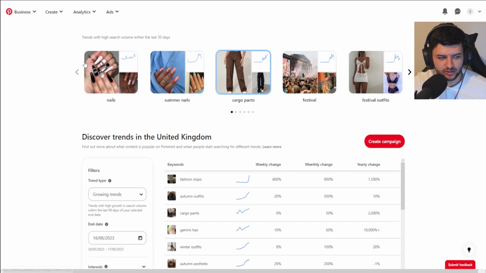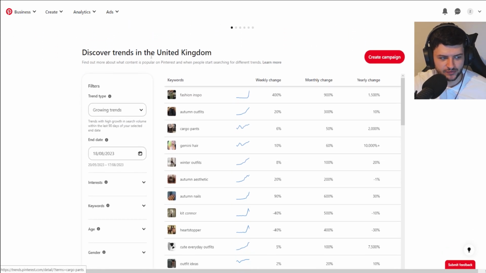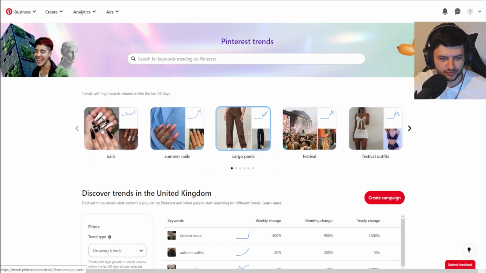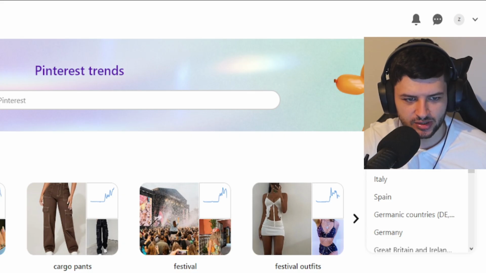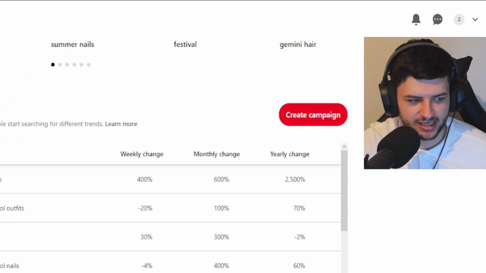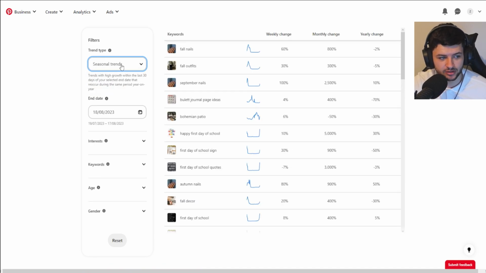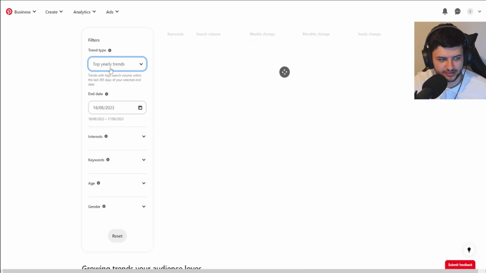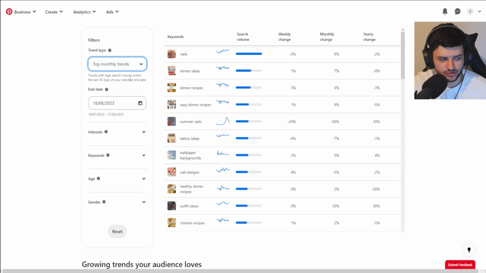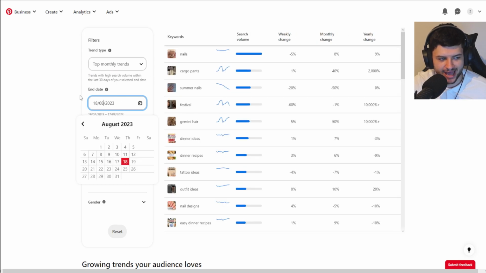And if we scroll down a little bit more, you can see we can discover trends in our location. This account currently is filtered to United Kingdom, so we'll change that to United States. We can see trend types: growing trends, which are currently on the rise, which is particularly powerful. Seasonal trends, so if we're looking for seasonal fashion or seasonal trends like back to school. Top yearly trends, which are more evergreen ones, and also top monthly trends. And we can have a look at the end date as well.